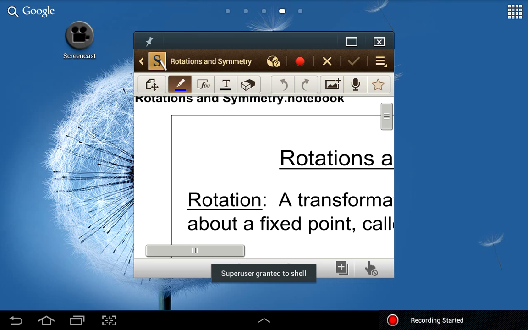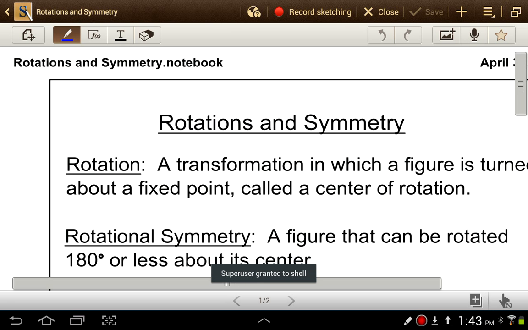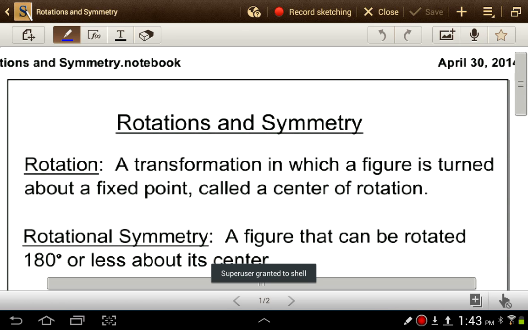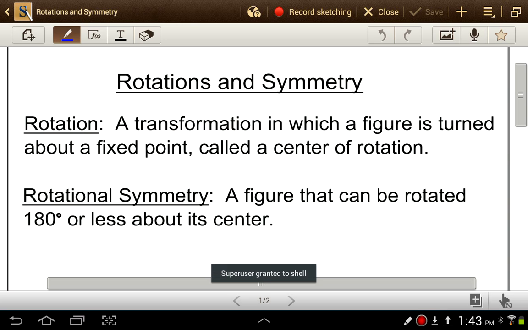Here's our next transformation, rotations and symmetry. So we've talked about translations, we've talked about reflections, and now we're going to talk about rotations. So today we're going to talk about rotations and symmetry.